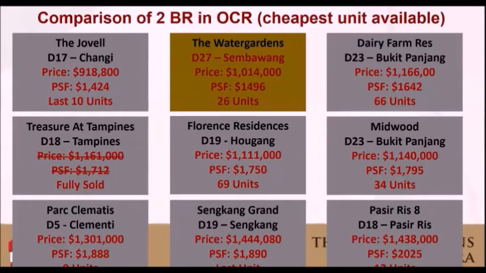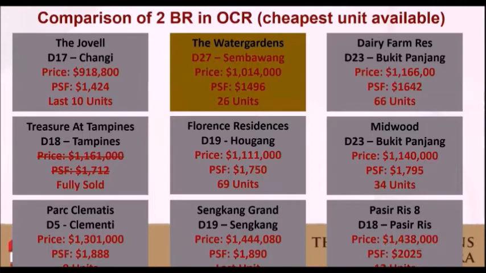So I've done a comparison chart between all the 2 bedrooms in the OCR with the cheapest one in the slides as shown. To your surprise, for 2 bedrooms in the OCR, only Jovel and Watergardens are below 1,005 per square foot. The rest of the projects have hit a high of even 1,007 and 1,008. When I was doing the slide on Thursday, Treasure at Tampines still had the last unit available at 1,712. But when I revised my slide this morning, that unit was sold.